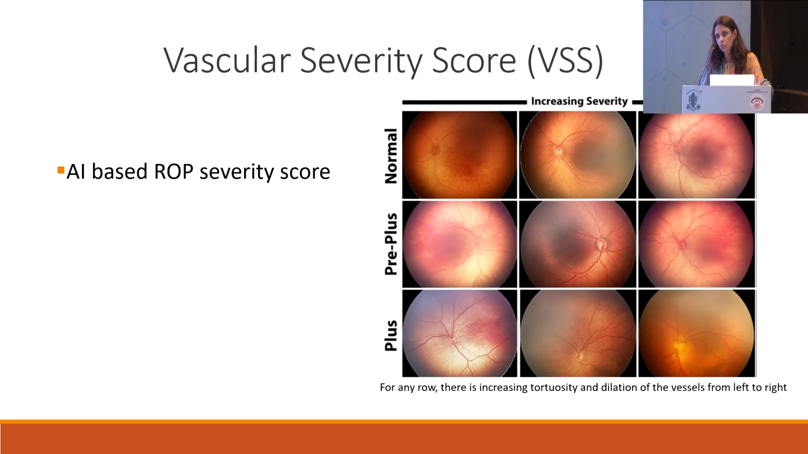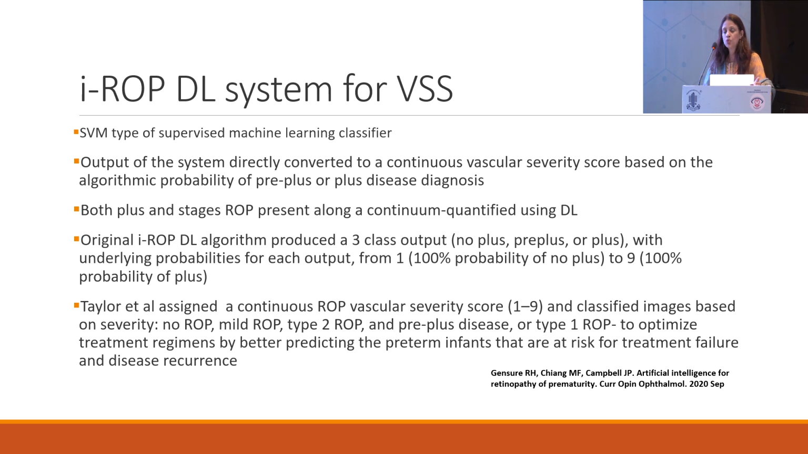So most of the tools are capturing the retinal vasculature, and they're giving it a vascular severity score, which is basically used to compare and give it the grading of the ROP severity score based on that. And this is basically supervised type of machine learning. And the output is directly converted into a severity score, which is classifying it as pre-plus disease or the plus disease. Then this was the original IROP algorithm, which was developed, and its probability was given from 1 to 9, based on whether it's a pre-plus disease or the plus disease.